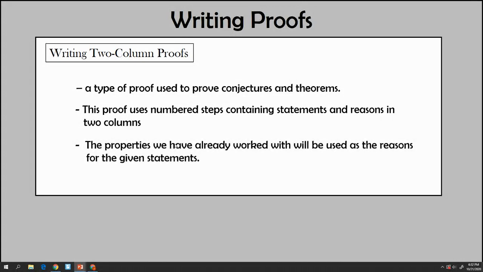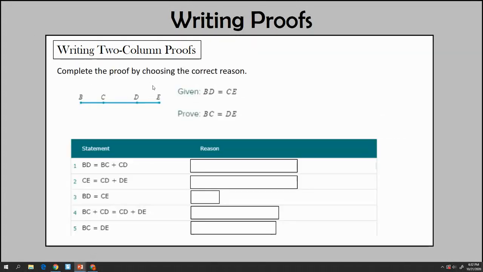Okay. The properties that we've already worked with, some in class that we've already talked about, others we'll continue to bring in, they're going to be used as the reasons for these given statements. Okay. So let's look at a two-column proof. All right. So here's the given material. So they give us this drawing. They tell us that one of the given facts that we can use is that BD is equal to CE. Our job is to prove that BC equals DE.